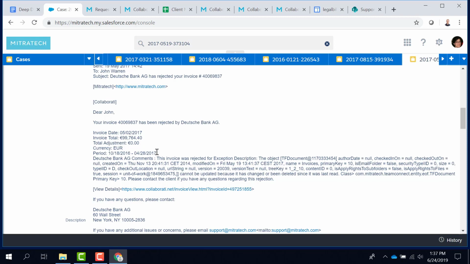So it says, "This invoice was rejected for exception description, the object TF document, blah, blah, blah, author date equals null, checked in on equals null, checked out on equals null." So you can see there's a bunch of nulls in here, but we do see some keywords: exception description, the object TF document. And then at the bottom it says cannot be updated because it has been changed or deleted since it was last read. We still aren't quite sure what causes this particular issue.